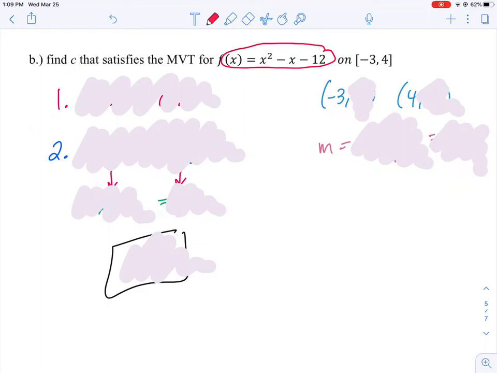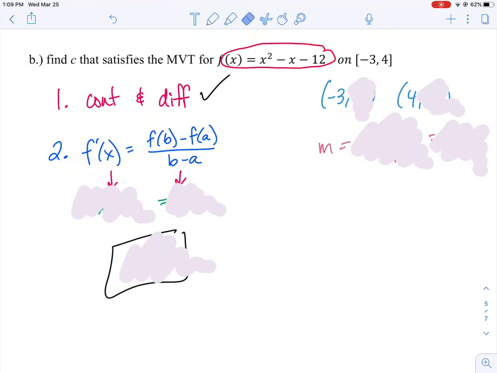Okay? So, looking at my function, would you say that this function is continuous and differentiable? Well, it's just a polynomial function, or more specifically, a quadratic. I know it's going to be a parabola, and a parabola is always continuous. There's no sharp turns, points of discontinuity, anything like that. So this function should be continuous and differentiable. So I know that that first one is satisfied.